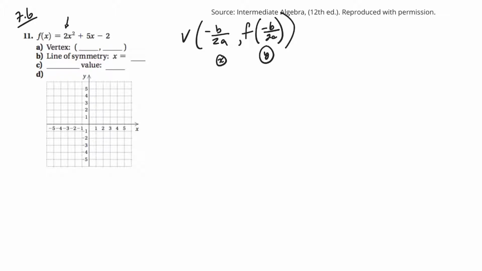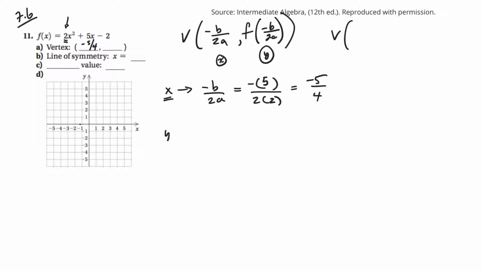Let's do each one separately. So to get the x coordinate, it's minus b over 2a. So b is this one, 5, and a is that one, 2. So it'd be minus 5 over 4. For your vertex, the x coordinate would be minus 5 over 4. So that's a bit past minus 1, so it's over there on the graph, but I have to figure out a y value first before plotting it. So that's the x coordinate of the vertex.